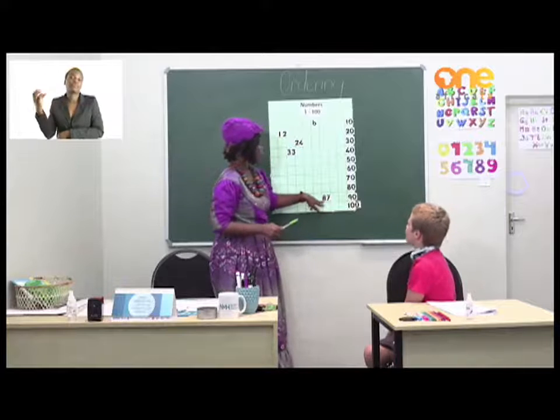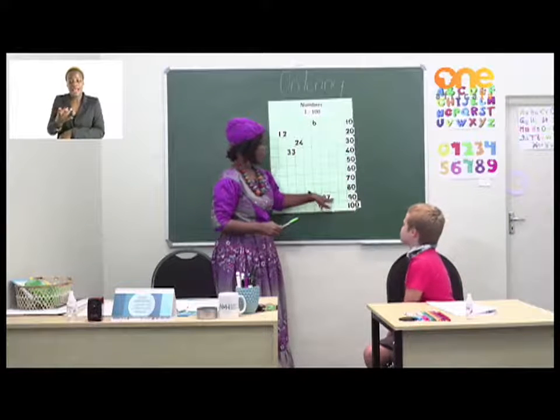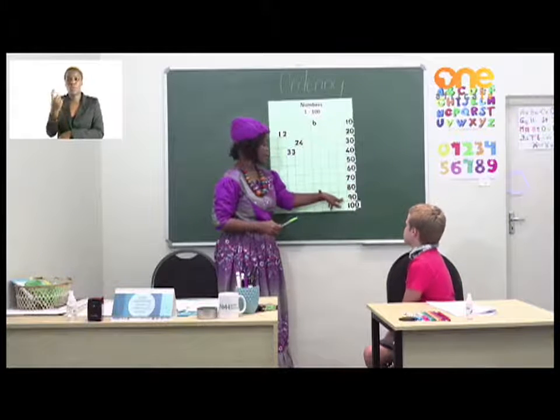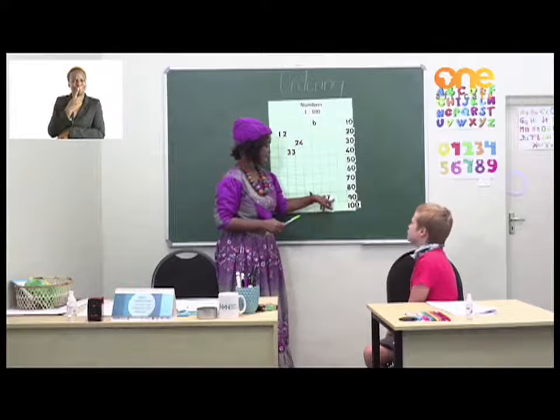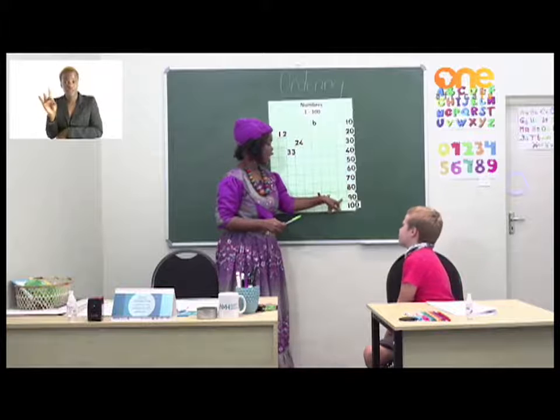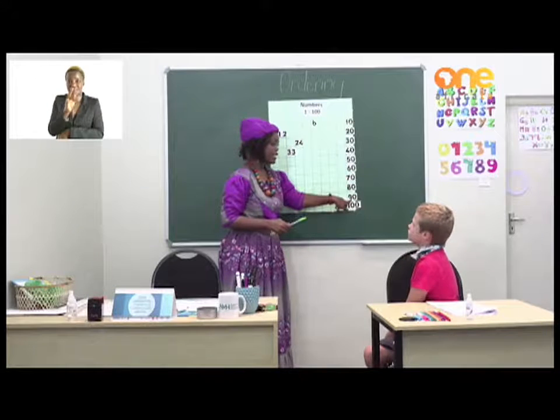Now here we have 87. It's only 2 boxes for 2 numbers. What 2 numbers do we find here? 88 and 89 and 90.